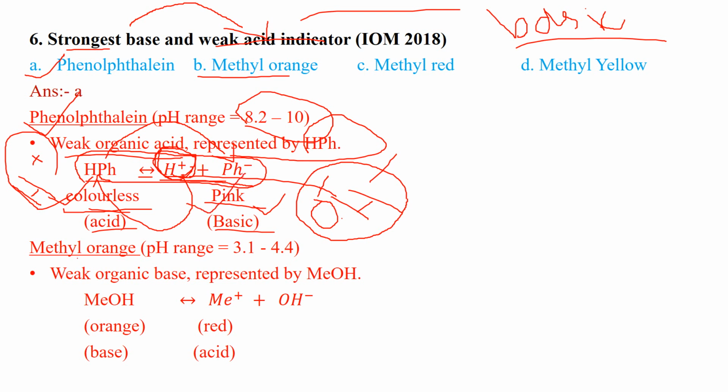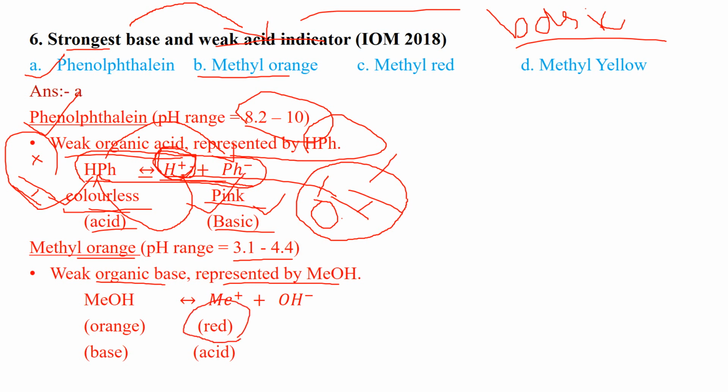Methyl orange, right? Methyl orange has pH range 3.1 to 4.4, and it is a weak organic base, represented by MeOH. Similarly, methyl orange works in acidic medium. The color of methyl orange will be red in acidic medium.